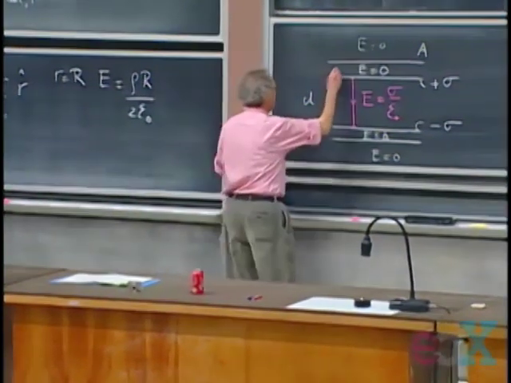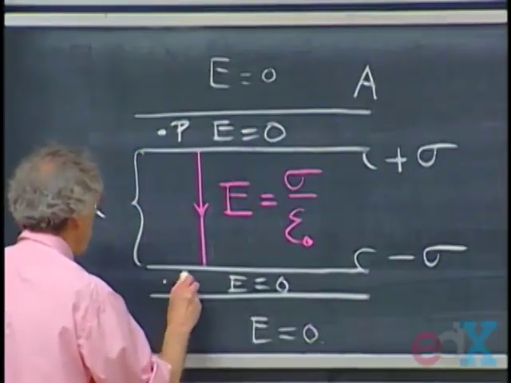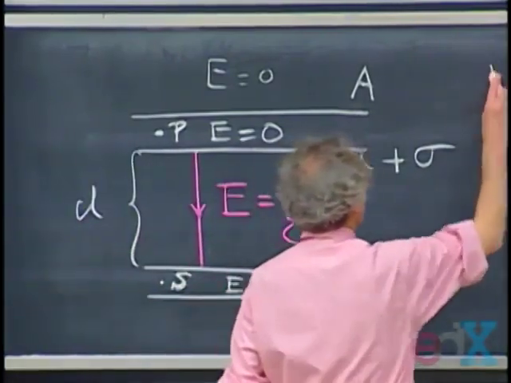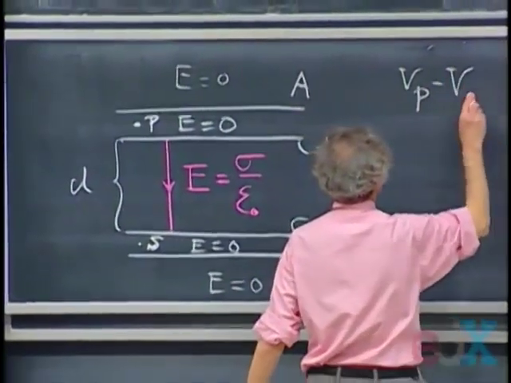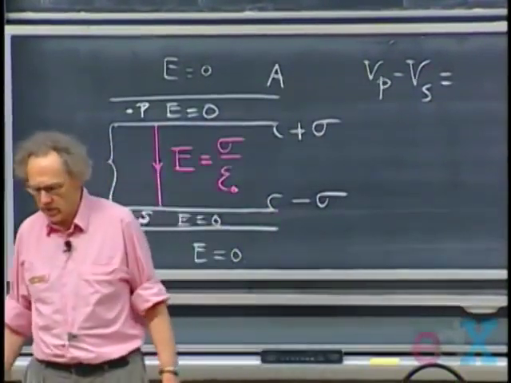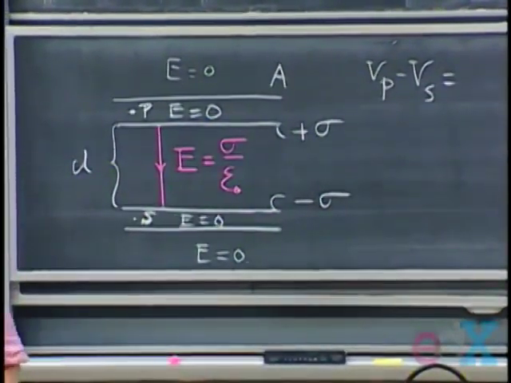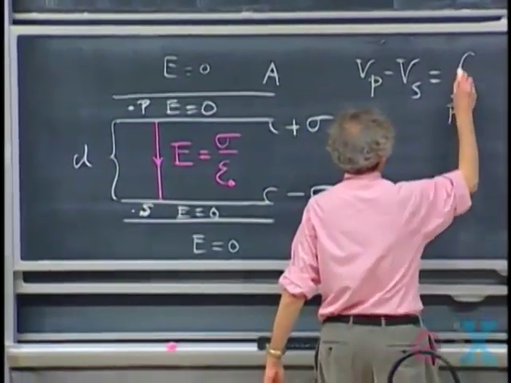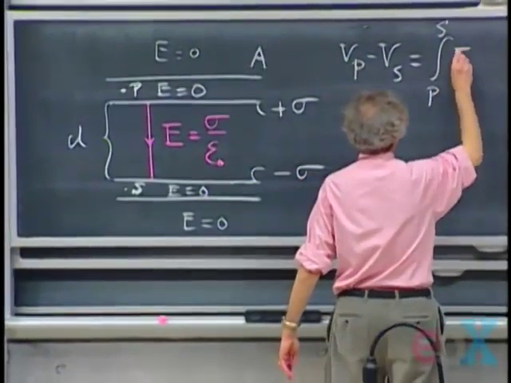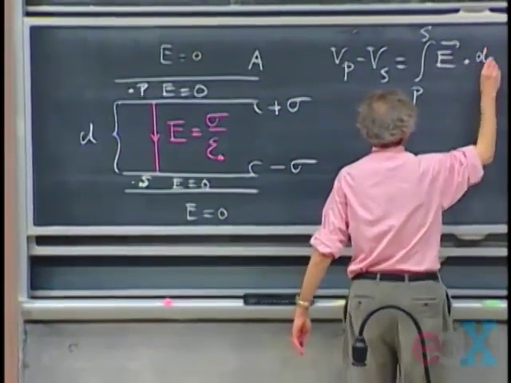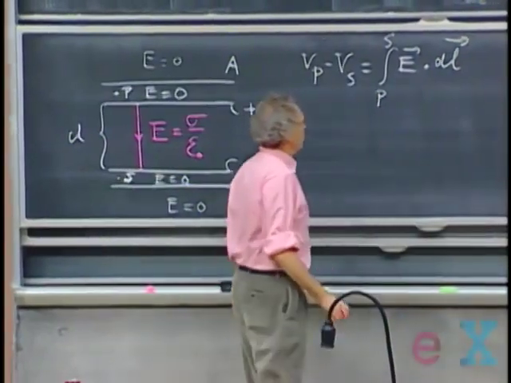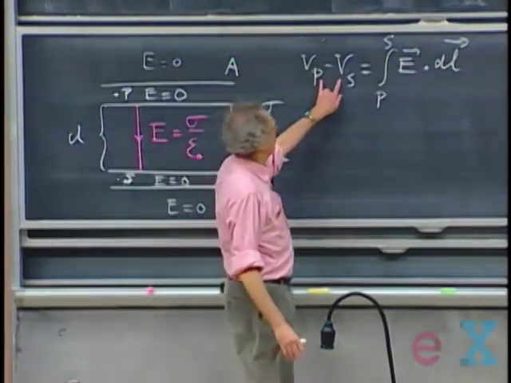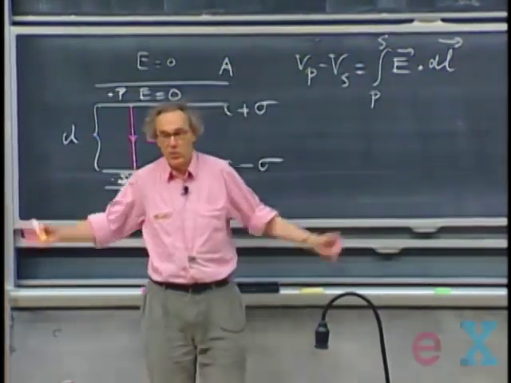Let this point be P inside the conductor, and this point be S. And the first thing I would ask you, for instance, is what is Vp minus Vs? It's the potential difference over this capacitor, if you want to call it a capacitor. That is the integral in going from P to S of E dot dl. For reasons that I have never understood, your book will switch these around and put here a minus sign, which is of course exactly the same thing.